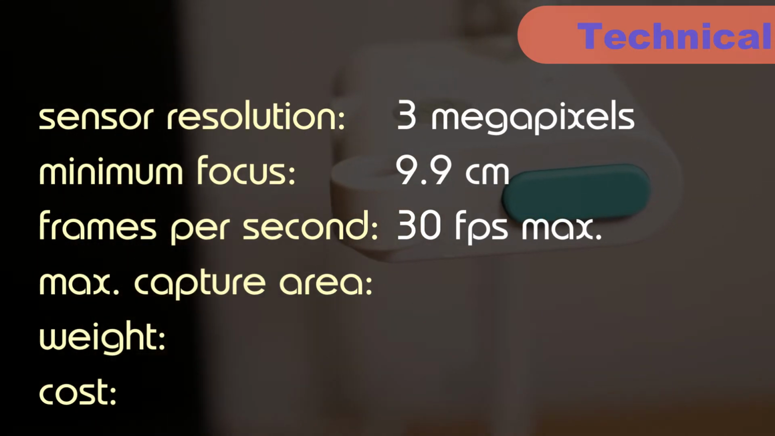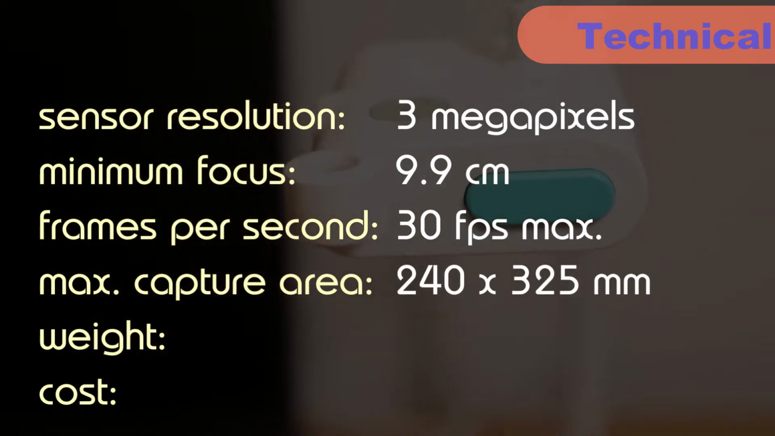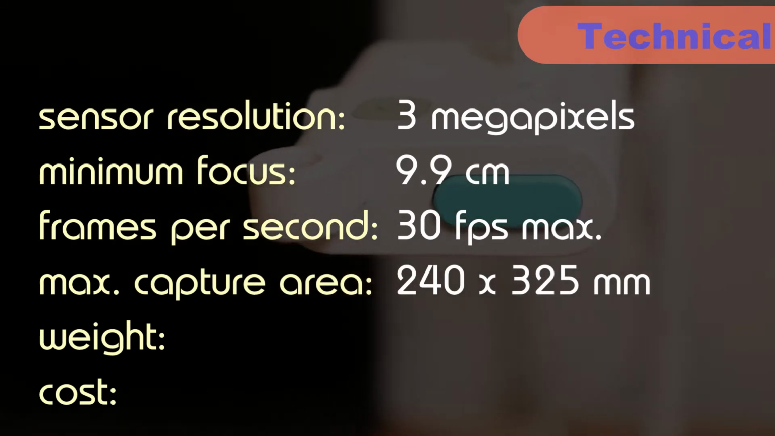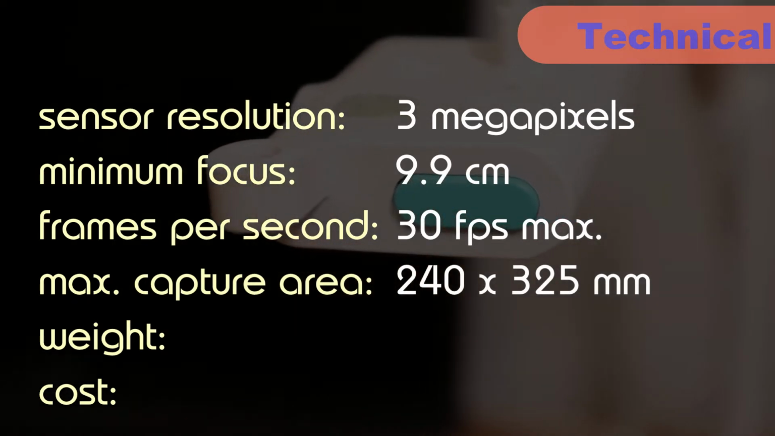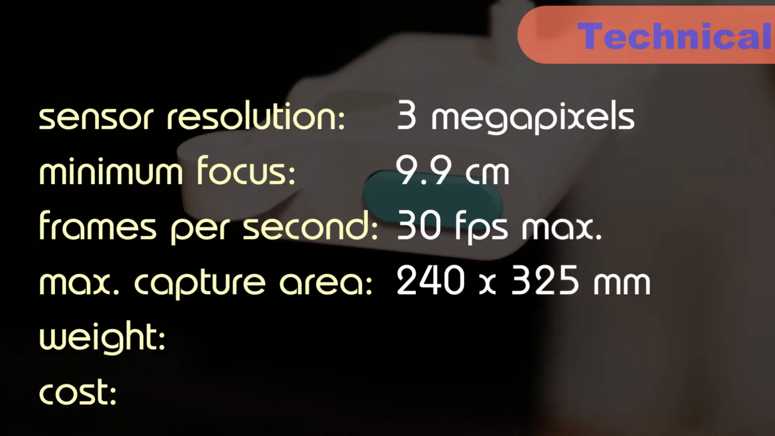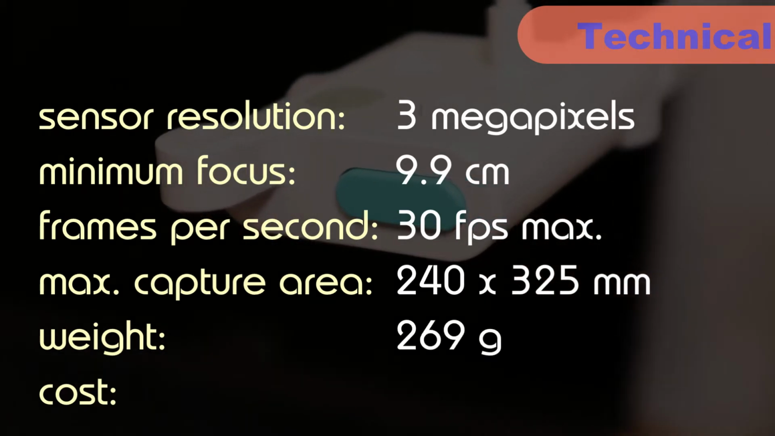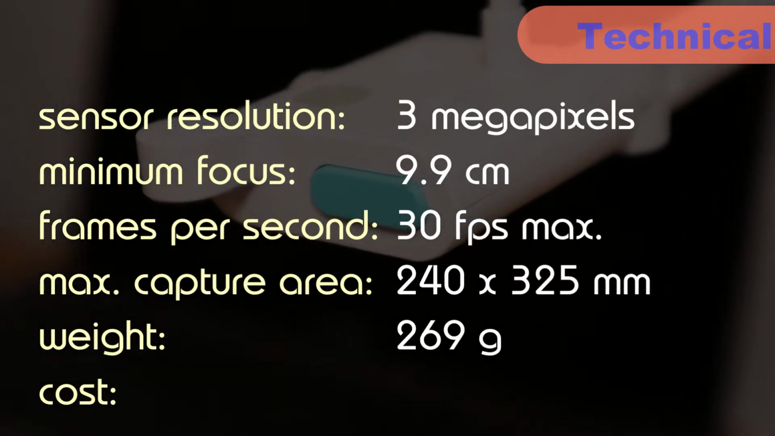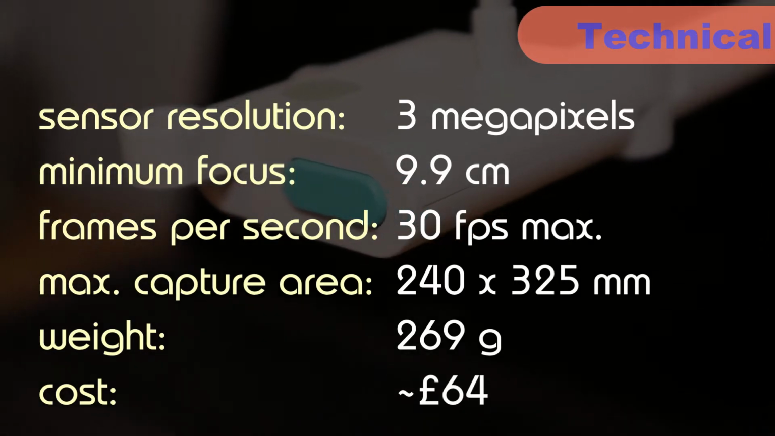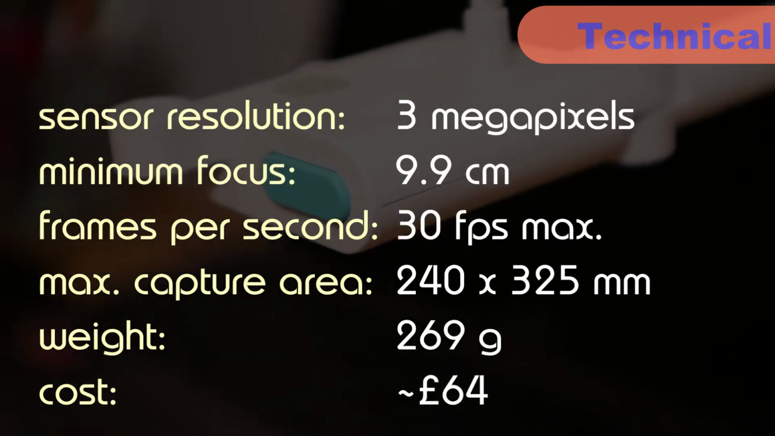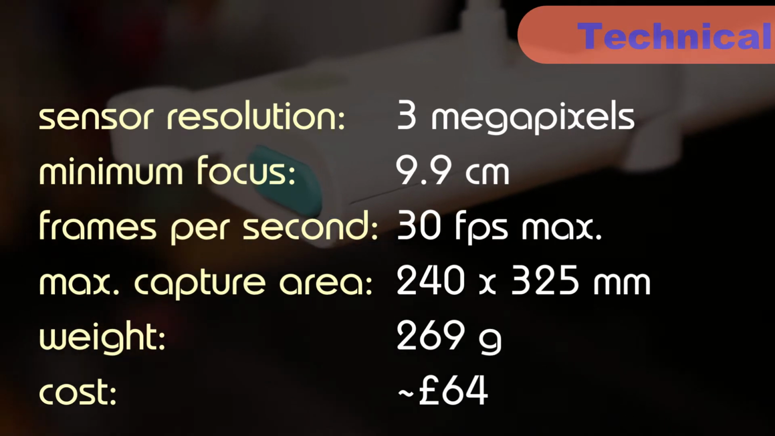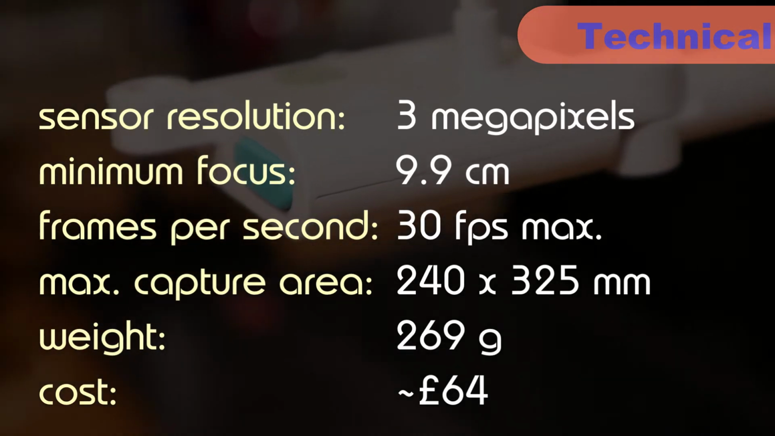The maximum capture area is 240 by 325 millimeters, which is enough to view an A4 sheet of paper with room to spare. It weighs in at a diminutive 269 grams and it's budget friendly at only £64, or thereabouts. There's no built-in microphone and the Okiocam S has no lights to illuminate your subject.